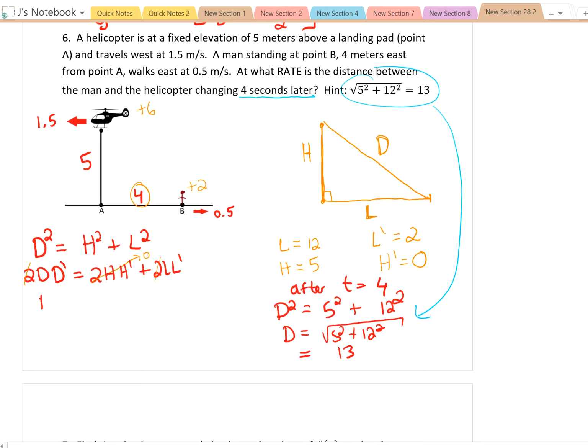Okay, so then D prime is equal to L multiplied by L prime, all divided by D. So that's going to be 12 multiplied by 2 divided by 13. 24 divided by 13 in units of meters per second.